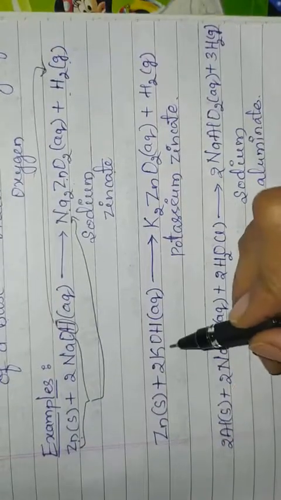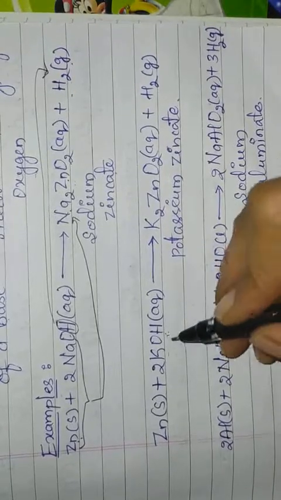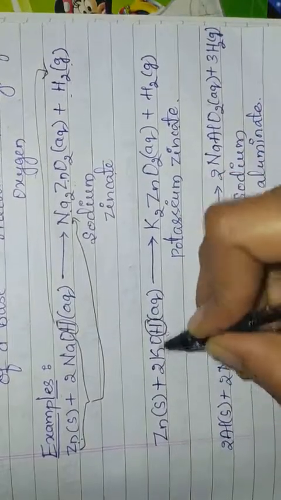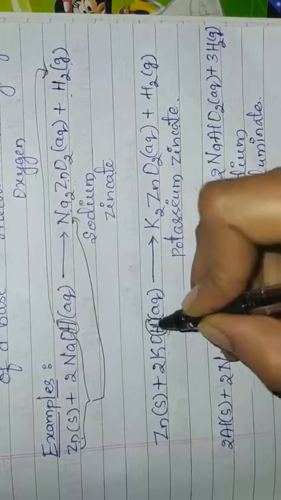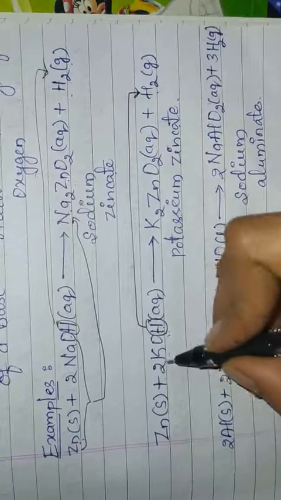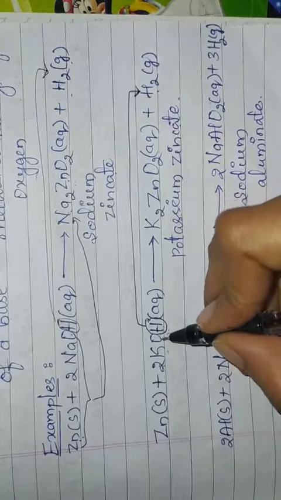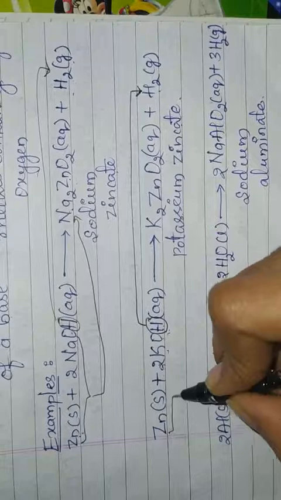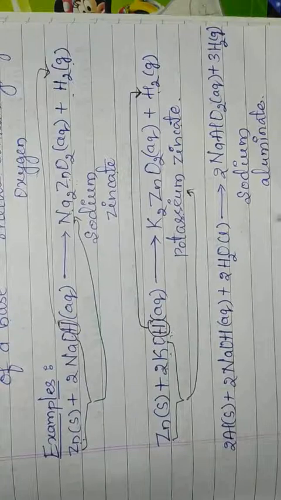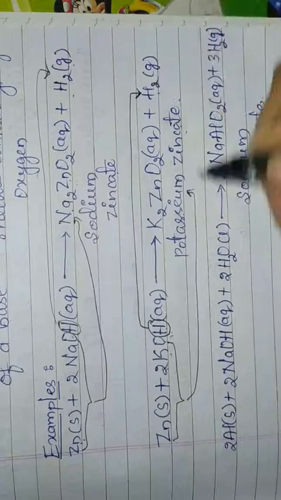Zinc reacts with potassium hydroxide. Potassium hydroxide is also a base. On reacting with potassium hydroxide, it forms potassium zincate. Remember, see here, two hydrogen atoms are there and they combine and are released in the form of hydrogen gas, and the remaining two potassium atoms and these two oxygen atoms will combine with this zinc and form potassium zincate. So potassium zincate is the salt formed here and hydrogen gas is released in this case.